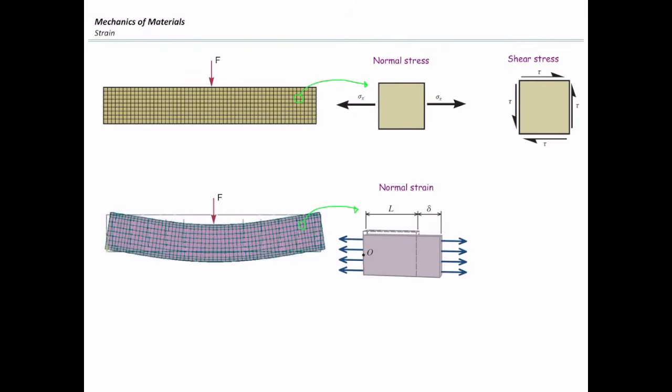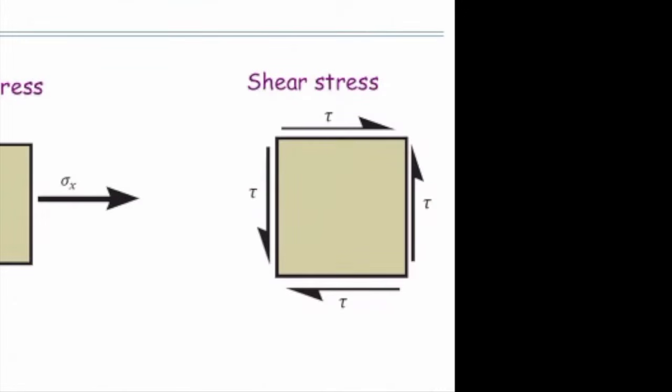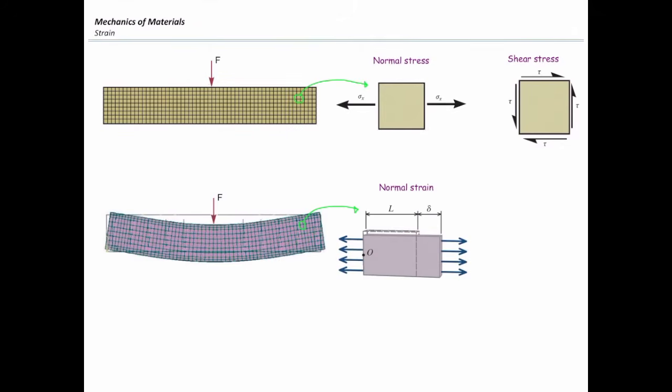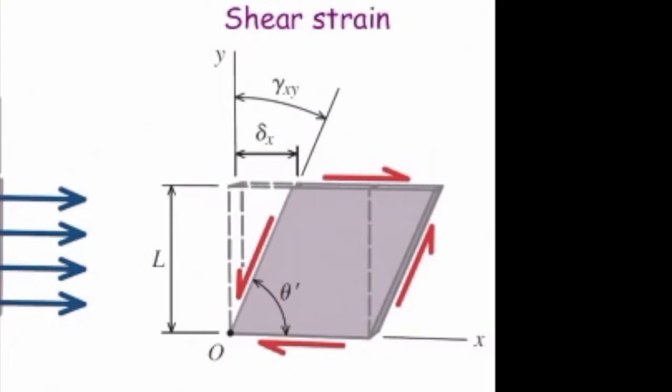Let's think about it. What kind of deformation do you expect to see when the element is subjected to shear stress? Do we expect to see any sort of elongation or contraction in the element? Generally, is there any change in the length of the element? No. The deformation caused by shear stress is like this. As we see, the top surface slides compared to the bottom surface.